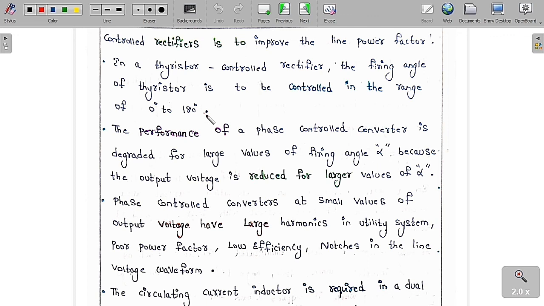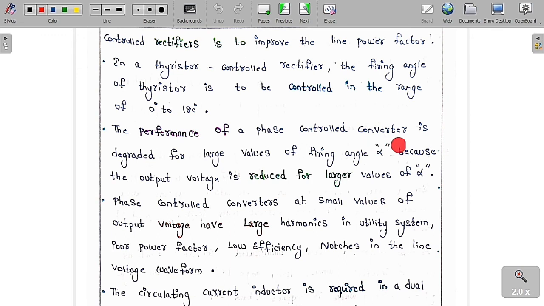There are two ways you can control the alpha: resistance triggering and RC triggering. With the help of resistance triggering, we can get the range of alpha only from 0 to 90 degree, whereas with the help of RC triggering, we can get alpha from 0 to 180 degree. This is the reason RC is preferred when compared to R triggering.